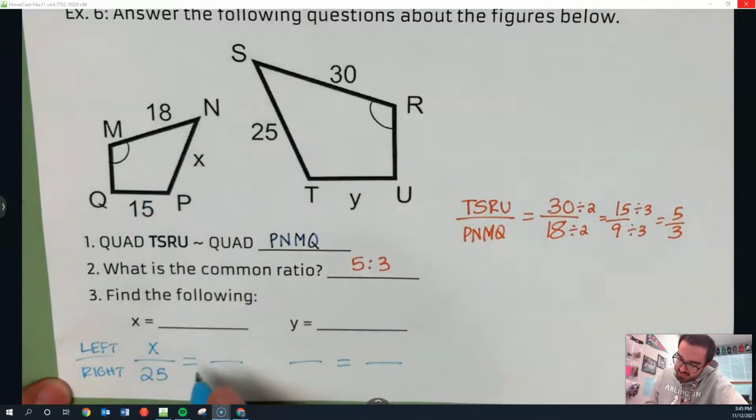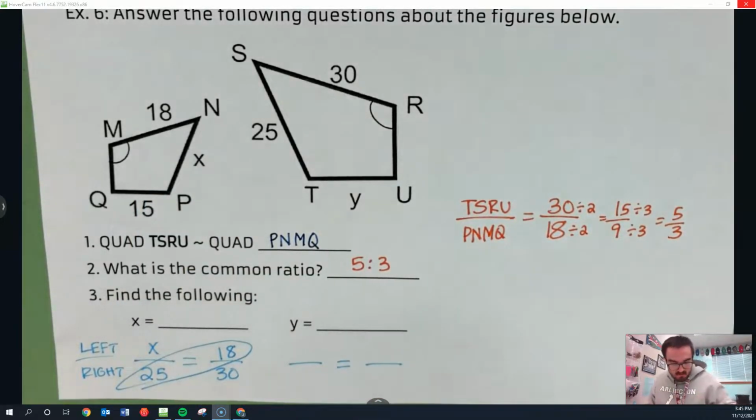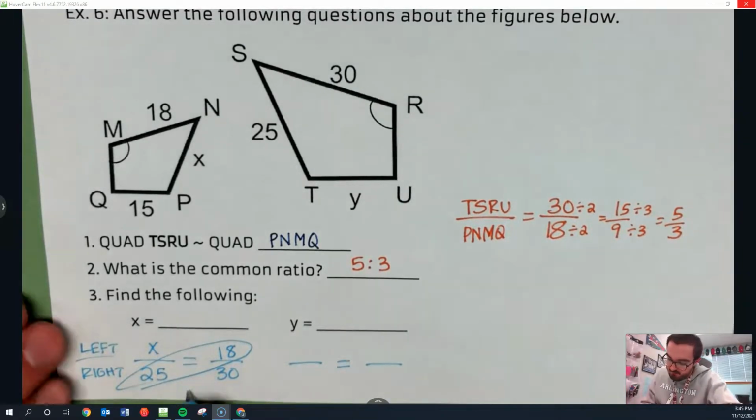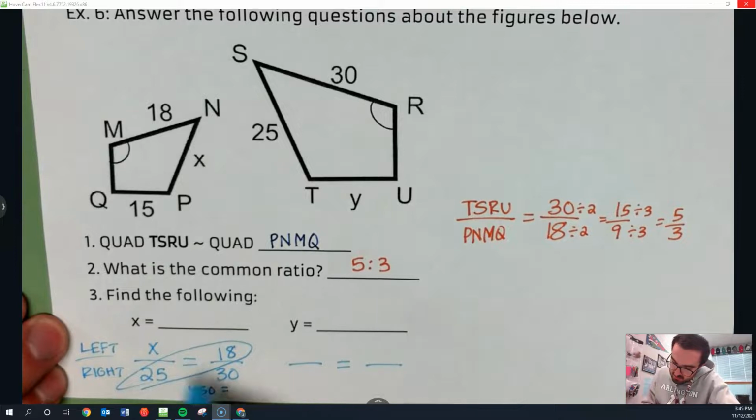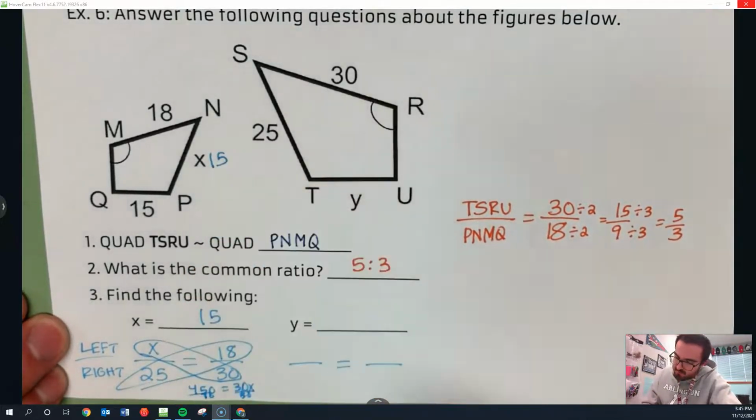equals 18 over 30. You could cross multiply. We could get 18 times 25. Let me do that real quick. 18 times 25 would be 450 equals 30x. If you divided both sides by 30, you'd get 15. So x would be 15 right here.